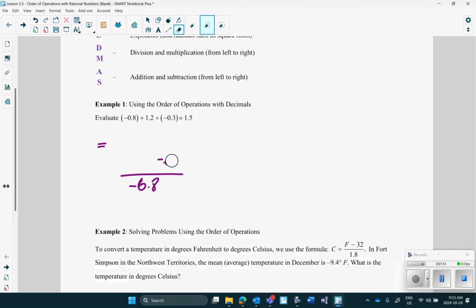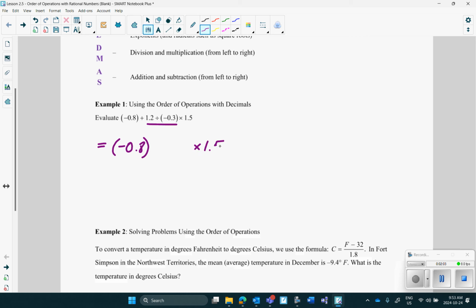So what we want to do is keep everything else the same except for this. So I'm going to rewrite the negative 0.8 in parentheses. I'm going to rewrite the times 1.5 in parentheses, because I haven't touched those. What is 1.2 divided by negative 0.3? Negative 4. So I just fill it in there.